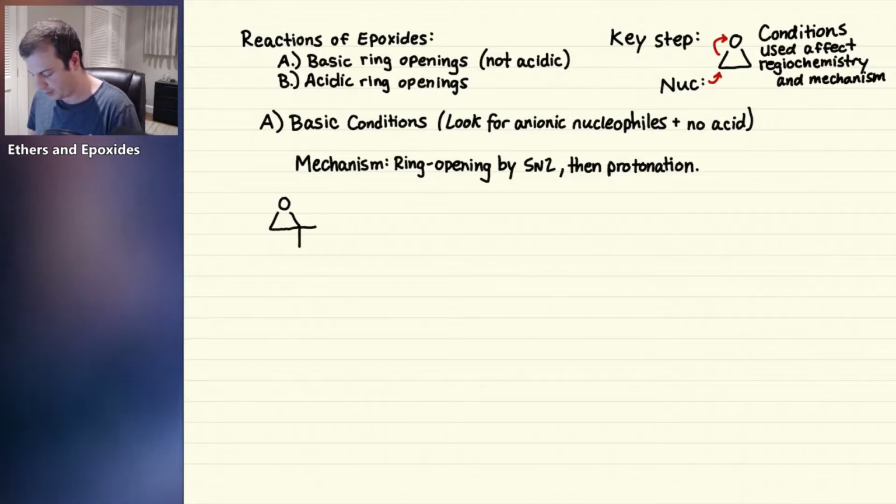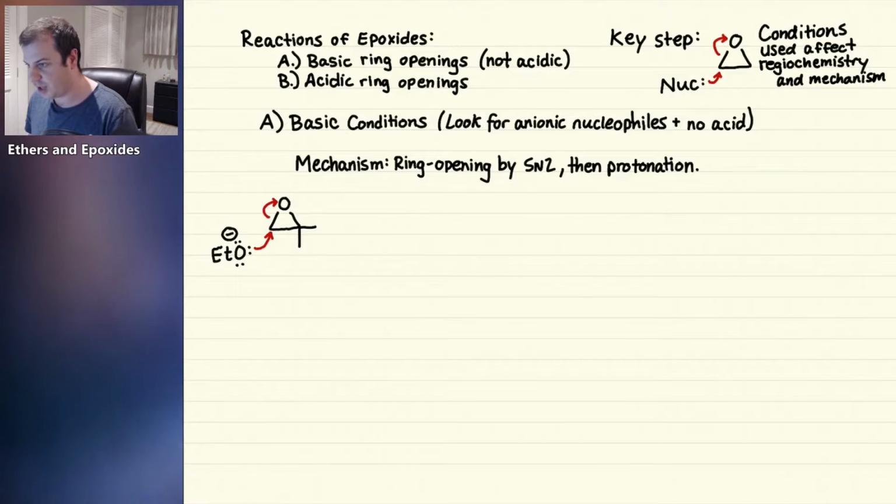So let's add a great basic nucleophile. That's going to be a nucleophile with a negative charge. So how about EtO minus? That nucleophile is going to attack the less substituted side of the epoxide because it's an SN2 reaction, and we know that SN2 reactions are very sensitive to substrate sterics. So we're going to prefer to attack the primary carbon of the epoxide rather than the tertiary carbon.